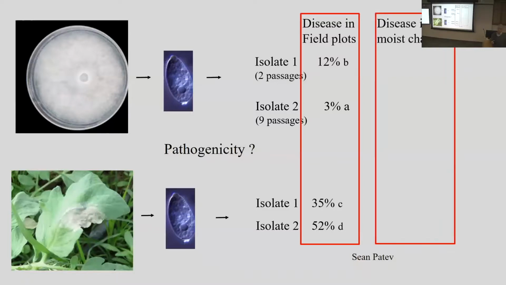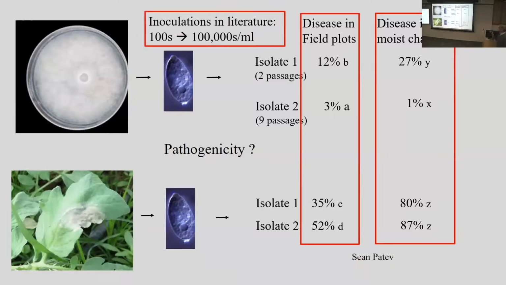Well, Sean repeated this experiment in a moist chamber, and he found somewhat similar results for isolate 1, 27% for sporangia from a plate, 80% disease for sporangia from a leaflet. For isolate 2 that had 9 passages, he found an even greater difference, 1% if the sporangia came from a plate, and 87% if the sporangia came from a leaflet. So clearly there are differences in the aggressiveness of sporangia coming from plates or leaflets.